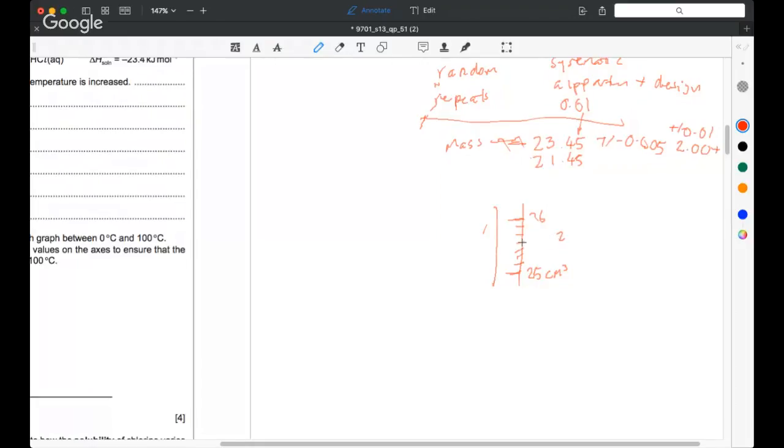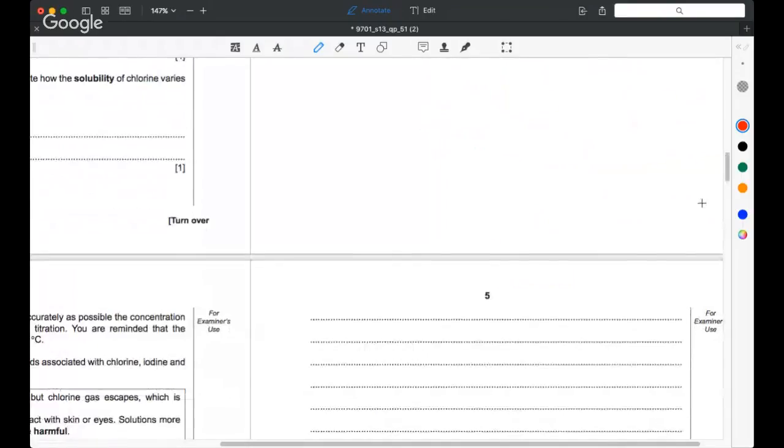Because the ticks there are 0.1 of a centimetre cubed, the uncertainty in a particular measurement is plus or minus 0.05. But because when you're doing the titration, you're doing a difference, it's going to be double that. So this is a single measurement, and this is a difference measurement. The uncertainty is plus or minus 0.1 centimetres cubed.